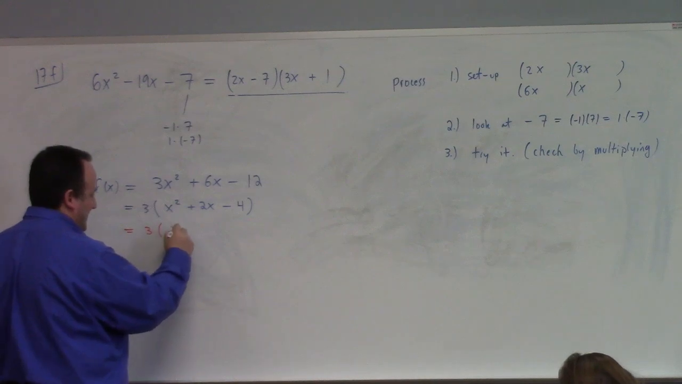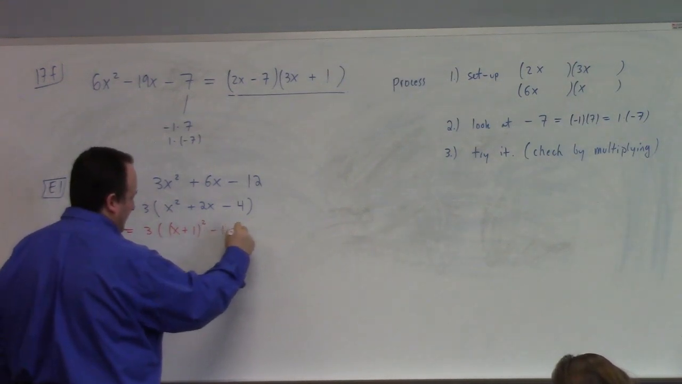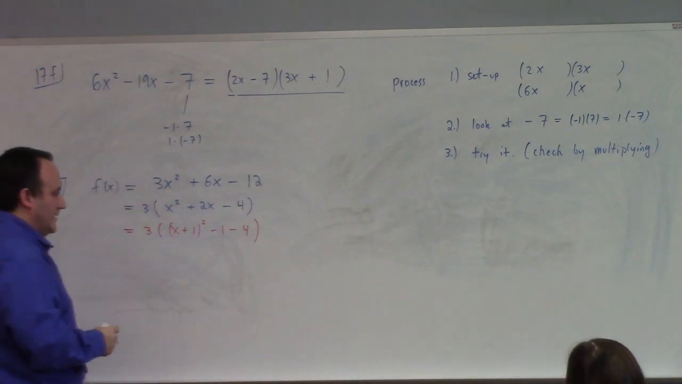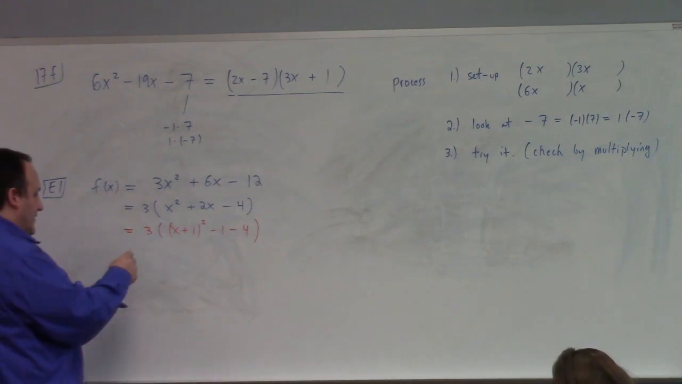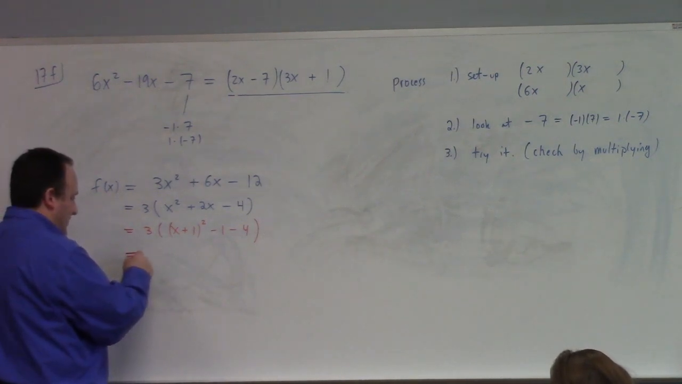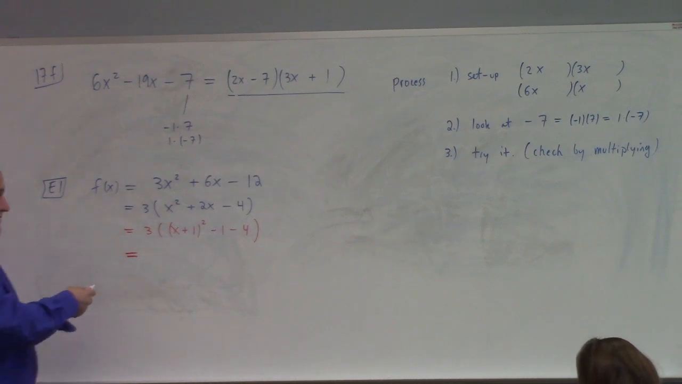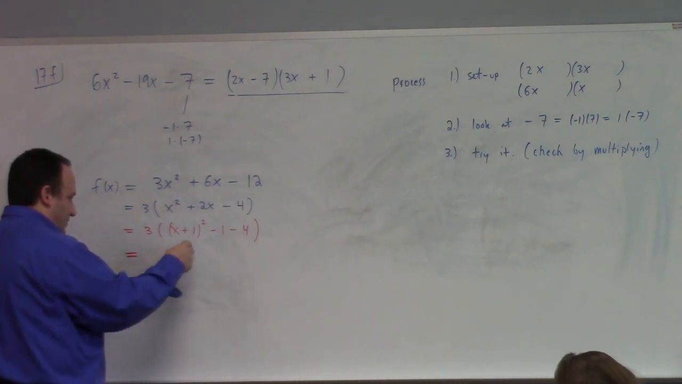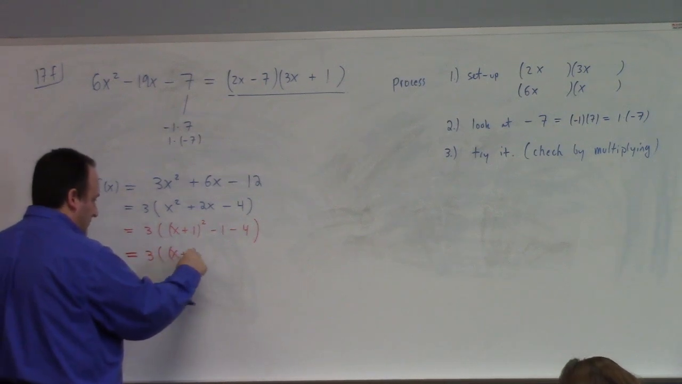Let's see here. So that's x plus 1 squared minus 1 minus 4. Now there's a couple of different paths we can go down here. Let me show you. So you asked what the formula was for the vertex, and I'm not giving you a formula. I'm actually just showing you how to find it, because if we complete the square, we can find it. I'll talk about the formula in just a second, but this is 3 times x plus 1 squared minus 5, right?